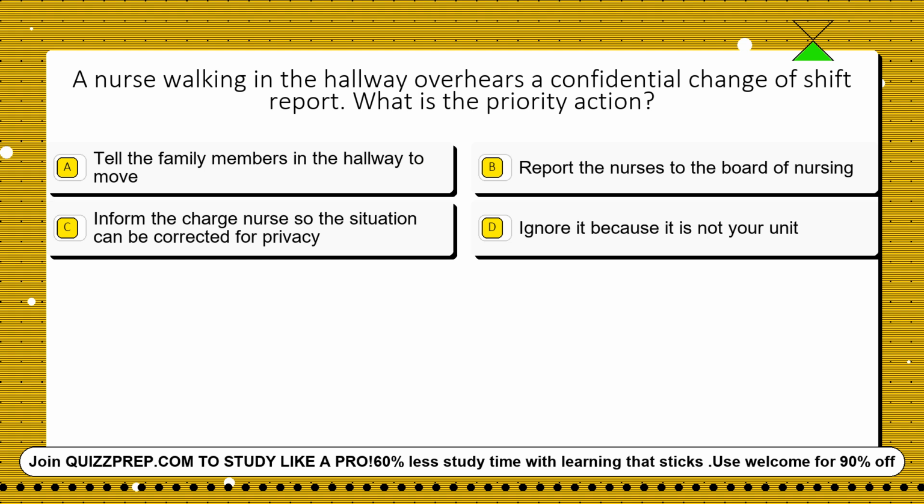Question 35. A nurse walking in the hallway overhears a confidential change of shift report. What is the priority action? Option A, tell the family members in the hallway to move. Option B, report the nurses to the Board of Nursing. Option C, inform the charge nurse so the situation can be corrected for privacy. Option D, ignore it because it is not your unit.